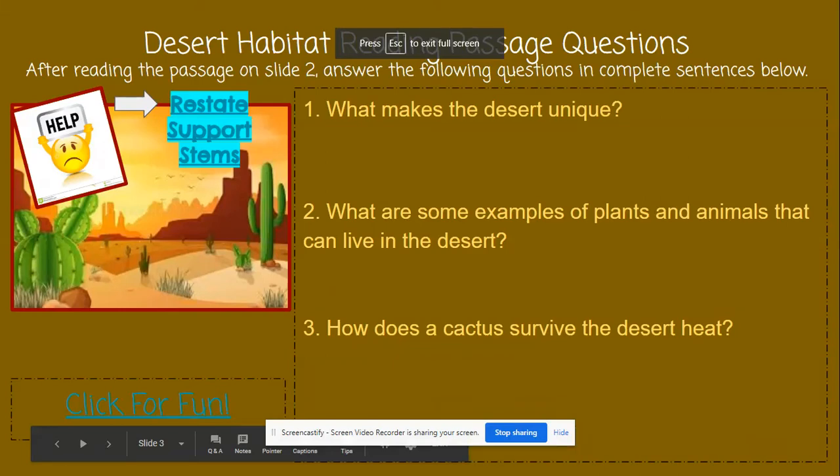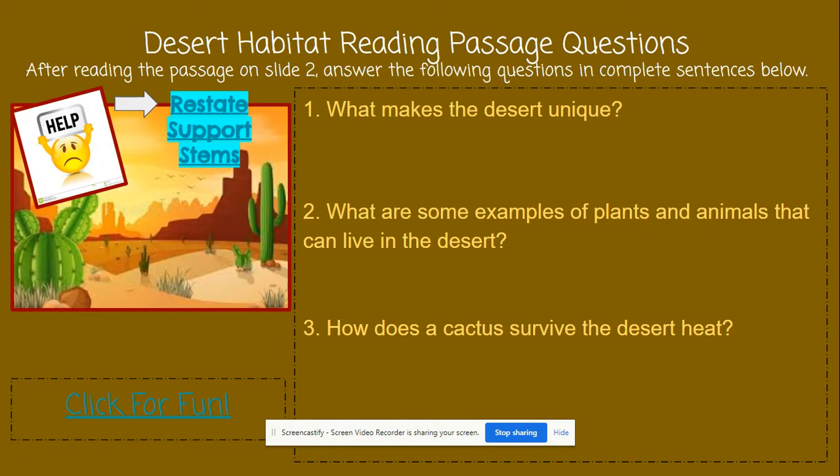Boys and girls, now that you have read a passage on the desert habitat, you are going to answer some questions. First, please be sure to answer your questions in complete sentences, which includes restating the question. Question number 1, what makes the desert unique?